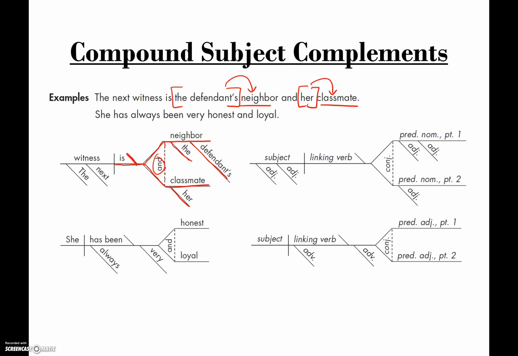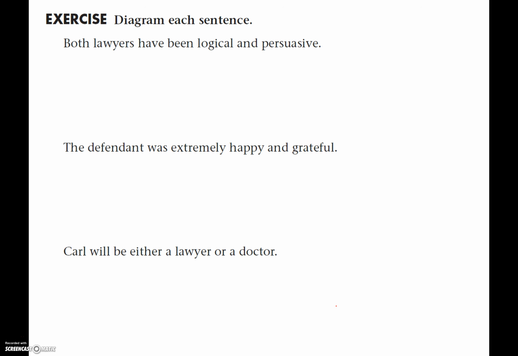In the second one, it says, she has always been very honest and loyal. So she has always been, there are verbs with an adverb there, always. Then we have the two things that she's being linked to, the quality of honest and loyal. So in the complement position, after that diagonal line, we fork, have honest and loyal. Notice in this one that very is describing both the honesty and the loyalty. So it's diagrammed before the fork happens because it's describing both honest and loyal. Try these three and then unpause the video when you're ready to check your work.